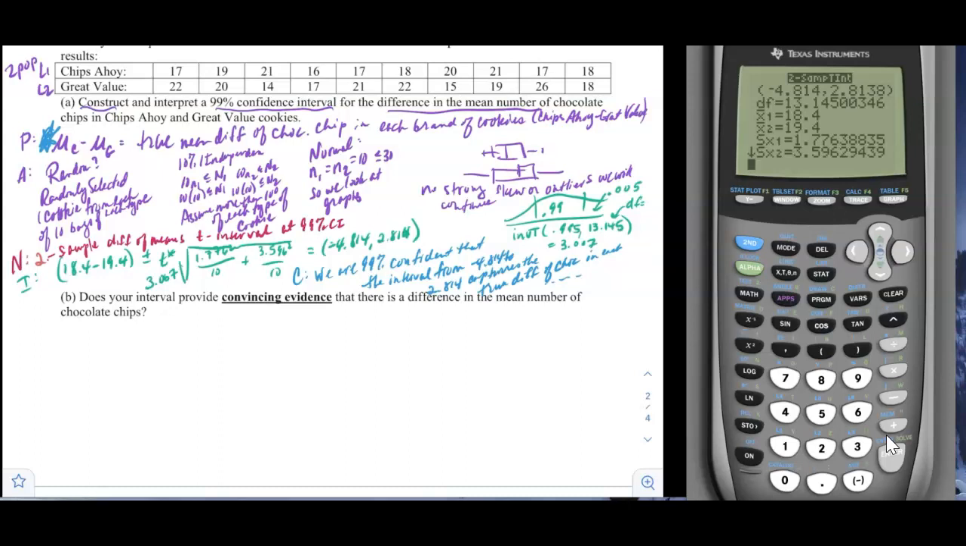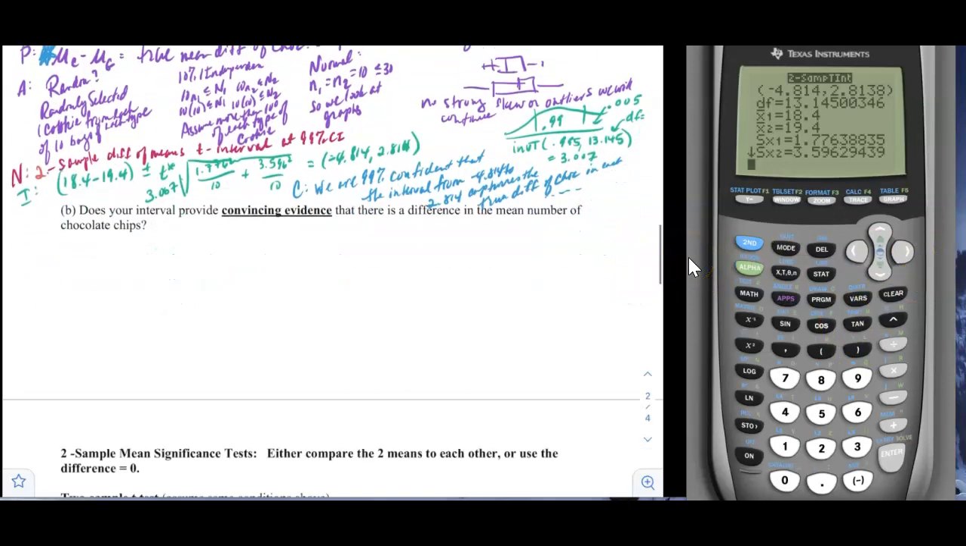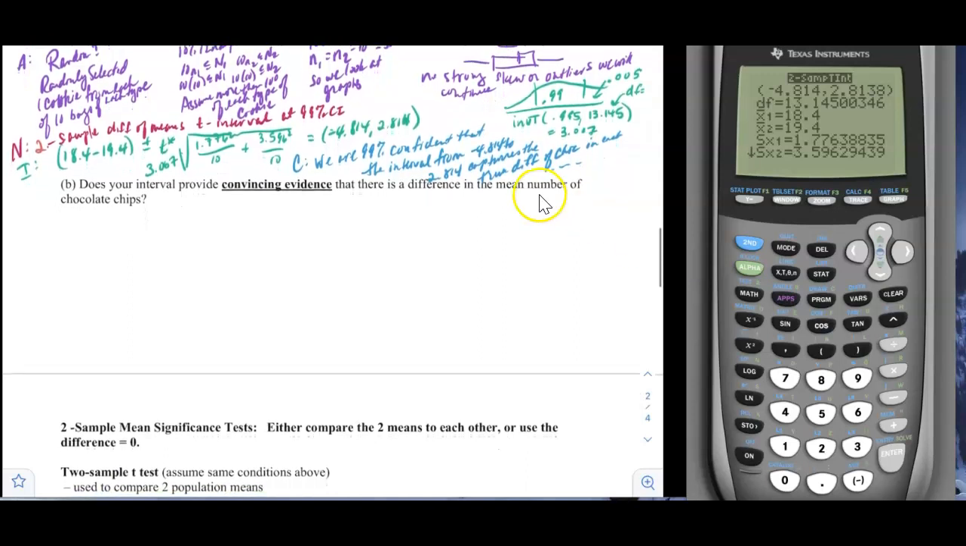Last question says, does your interval provide convincing evidence that there's a difference in the mean number of chocolate chips? Now, if they didn't say, does your interval provide, we would have had to write up a whole hypothesis test, which we'll do next. But since they didn't, I'm just looking to see, is there a difference? So is there a difference means is 0 in the interval? The 0 in the interval means it's very possible that there is no difference. So we would write that since the 0 is within this interval, we go from a negative to a positive, there is not convincing evidence.